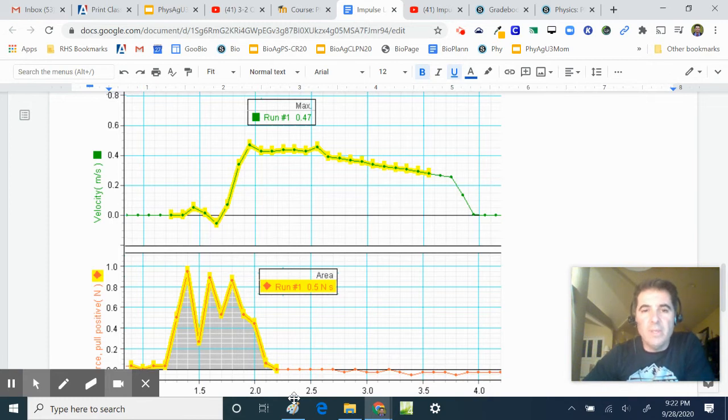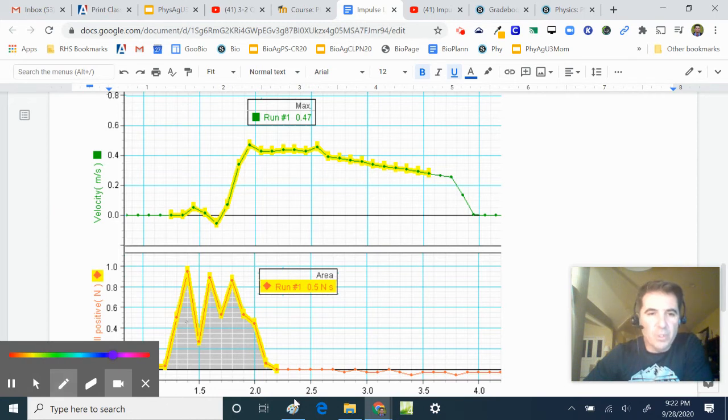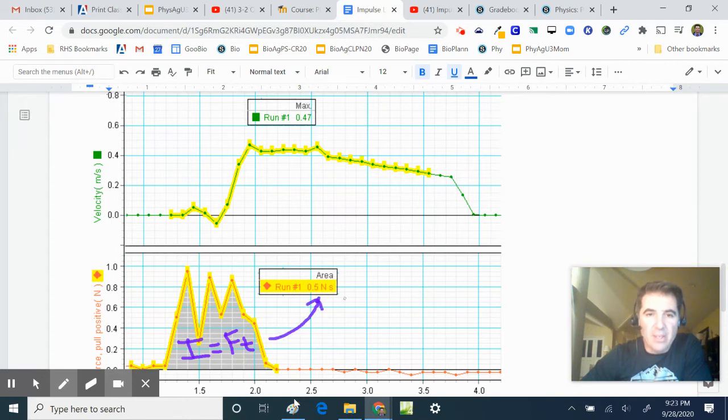So what do we have happening then? Right here, this force has an area, and the area of this force is called the impulse. Impulse is equal to force times time. This right here is the area, and that area is equal to your impulse. Since impulse is equal to force times time, later on we can do some math and figure out the exact numbers and what the exact numbers mean.